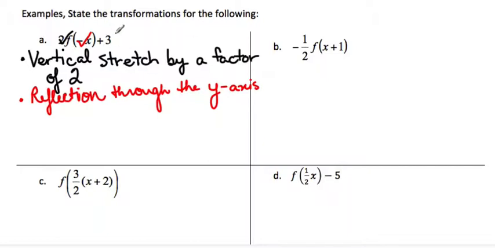which is this plus 3. The plus 3 is outside of the function. So again, outside, it's going to be vertical. So this is going to be a vertical transformation of some kind. Now, it's not a stretch. We've already got that because that's when multiplying. So it's an addition. So this means it's going to be a translation.